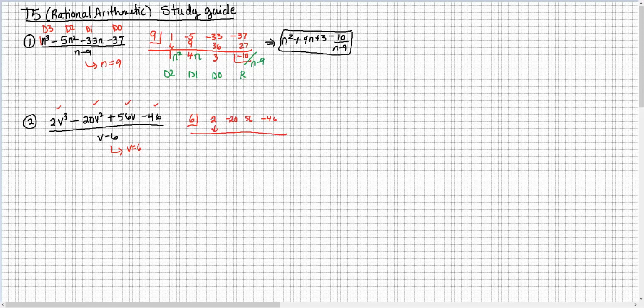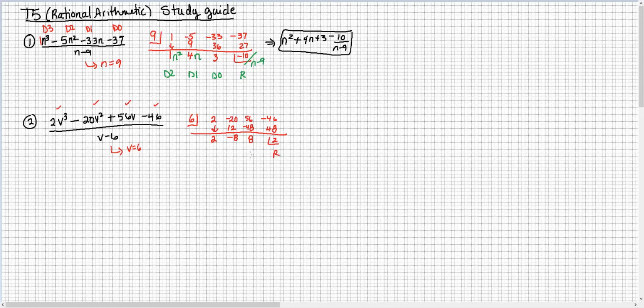And now you do synthetic division, bring down the 2, 2 times 6, 12. 12 and negative 20, negative 8. Negative 8 times 6 is negative 48. And a 56 is going to be 8. 6 times 8 is 48. And a negative 46 is going to be a positive 2.